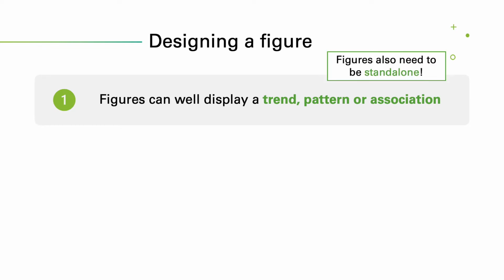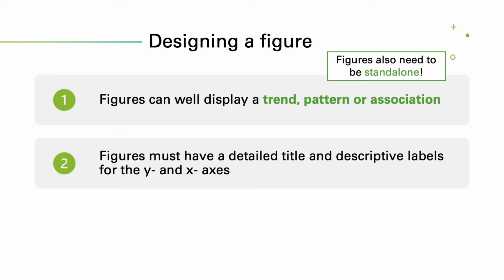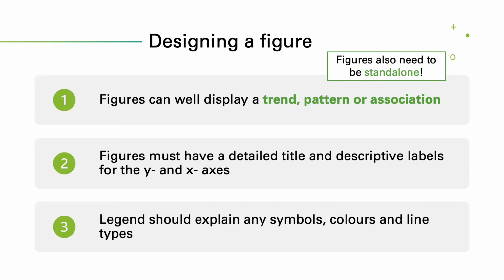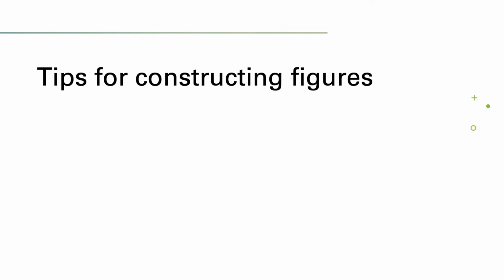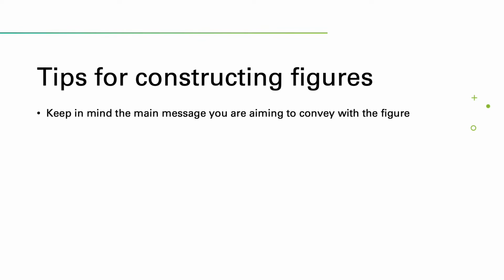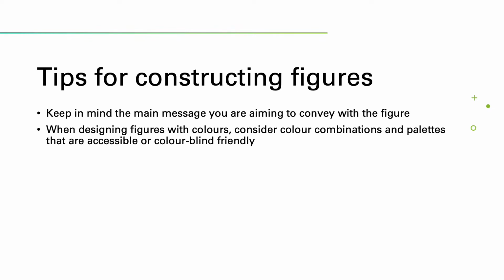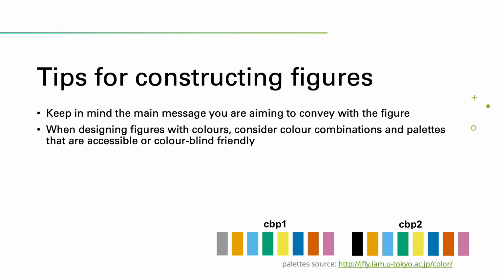Like tables, figures also need to be standalone. So they must have a detailed title and descriptive labels for the Y and X axes. Figures should also have a legend explaining any symbols, colors, and line types, as well as a footnote. When constructing figures for a scientific article, keep in mind what is the main message you're aiming to convey with the figure. Also, when designing figures with colors, consider using color combinations and palettes that are accessible or color-blind friendly. For example, ggplot2 package and R includes some color-blind friendly palettes, and there are many other online examples of these.